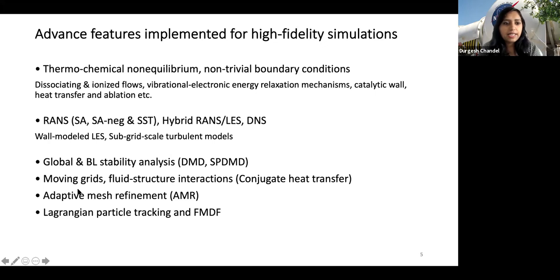The US3D code also has moving grid capability, which is mainly useful for fluid structural interactions and conjugate heat transfer problems. In the last few years, there has been a huge development on adaptive mesh refinement. So the wake flow behind these space vehicles can be modeled using AMR, which saves a lot of time. There is also work going on in Lagrangian particle tracking, and then FMDF, which is filtered mass density function.